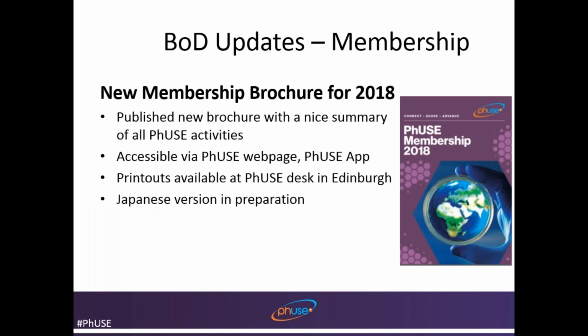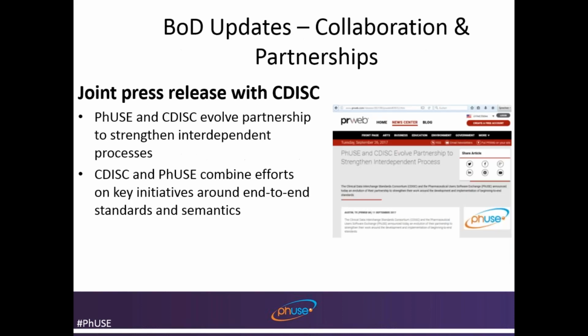Okay, just to let you know as well, we obviously promote group membership across PhUSE. We also encourage individual members as well. And just to give you an idea as to what you can expect from being a member of PhUSE, we've developed a new membership brochure which is specific to 2018. There is a 2017 version if you are interested, but the new brochure is out there ready for review if you wanted to have a look at it. So it's got a nice summary in there of all the PhUSE activities and how you can benefit from being a member of PhUSE. It's accessible via the PhUSE webpage and also through the PhUSE app, and we'll have some printouts available on the PhUSE desk in Edinburgh as well. And if you actually wanted a Japanese version, that's in preparation at the moment, so that should be available soon.